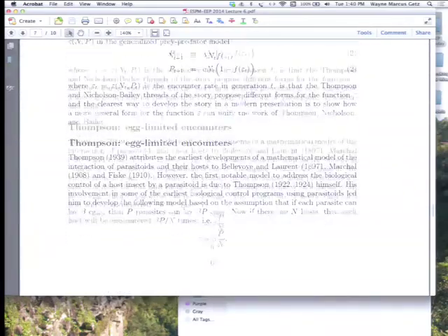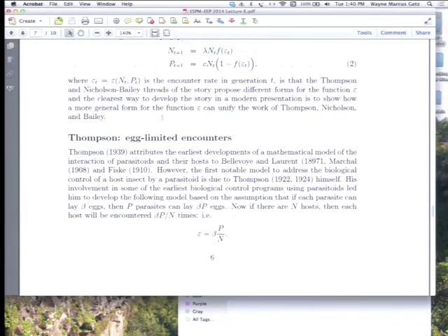So now what we can do is we can say, okay, we're going to really simplify this. And instead of saying that this is a very general function, what is important is not the density of N and the density of P, but the rate at which P encounters N. So I'm going to replace this function over here with the encounter rate. So I don't really care how many parasitoids and how many hosts I have. All I care about is the proportion of times a parasitoid encounters a host.